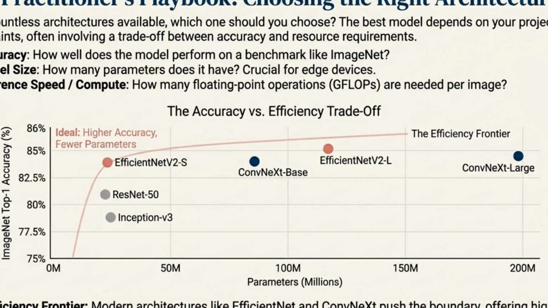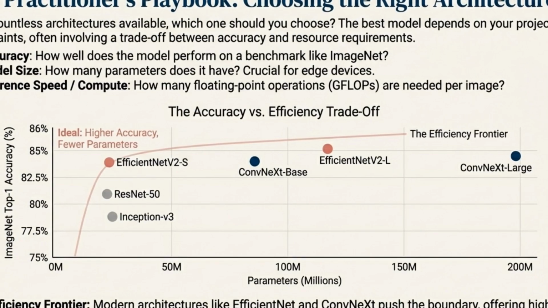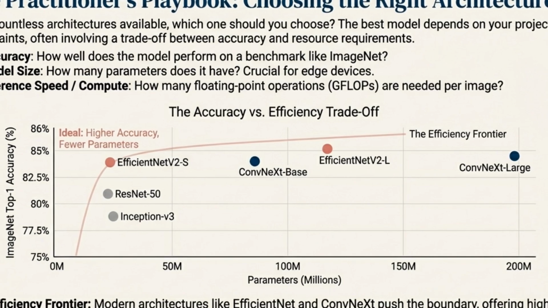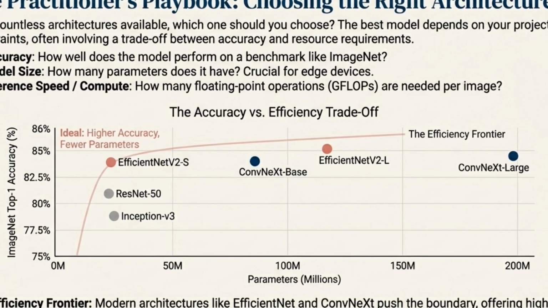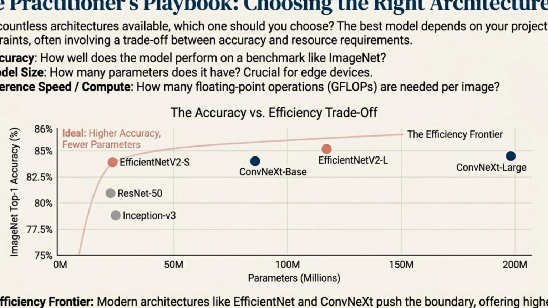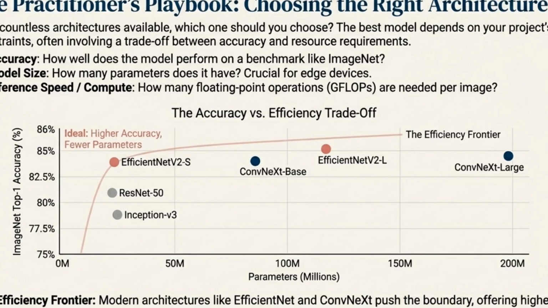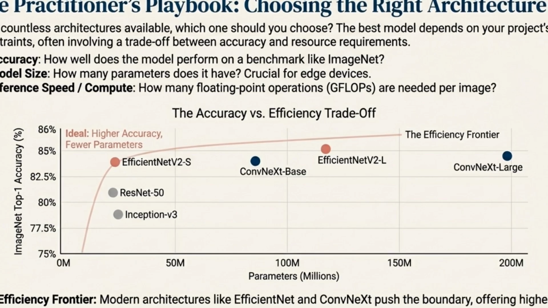For the machine learning practitioner, choosing the right architecture is often not about picking the single best model, but rather balancing critical trade-offs based on project constraints. This chart illustrates the crucial accuracy versus efficiency trade-off. We generally measure three key dimensions when selecting a model.